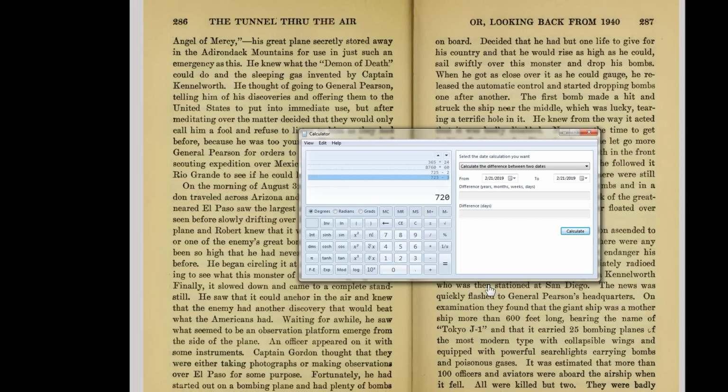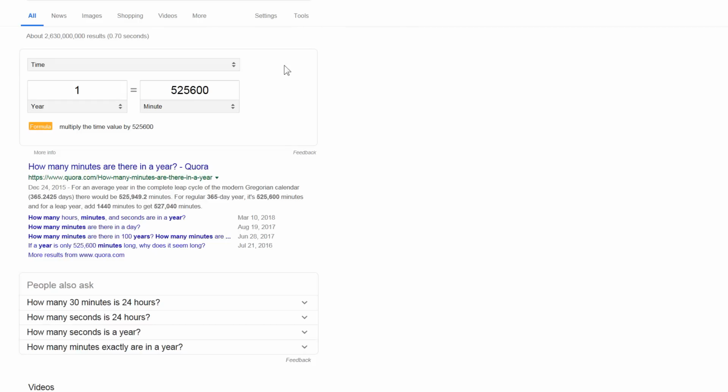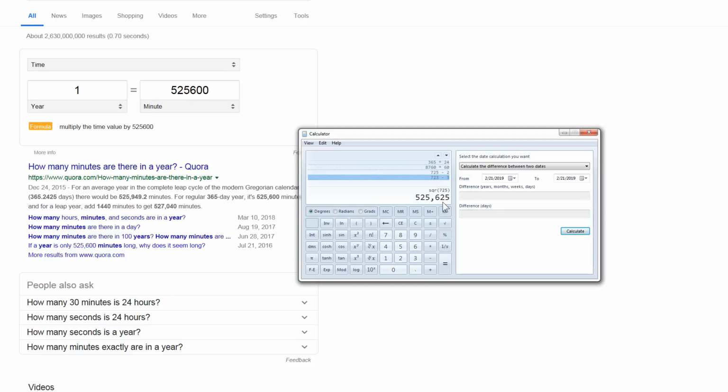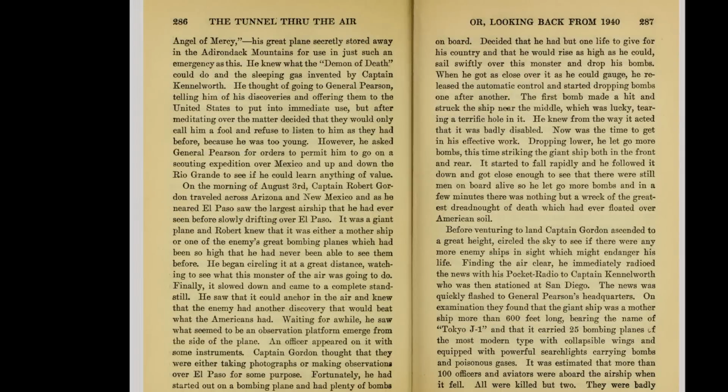But that 725, if we square that, is 525,625. In other words, it's the number of minutes in a year. Obviously, it's off by 25 minutes there, but that's pretty darn close. And this is actually something that's a little bit important. Those numbers point to the time period of 1 year. Okay, so keep that in mind.